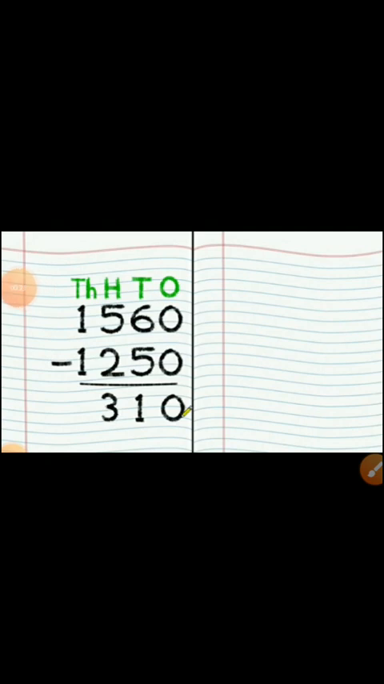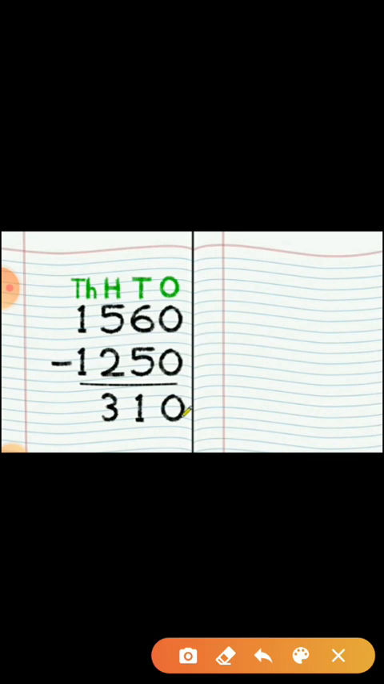So students, for this first you have to arrange the places: thousands, hundreds, tens, ones, and write the digits on their places. So how will you do subtraction here? You have to start from the right side. First you subtract the ones: 0 minus 0, the answer is 0.